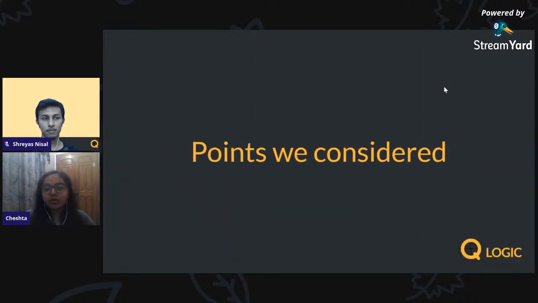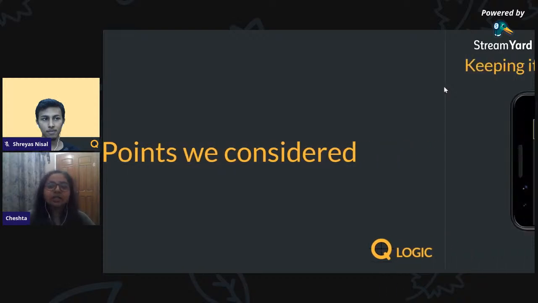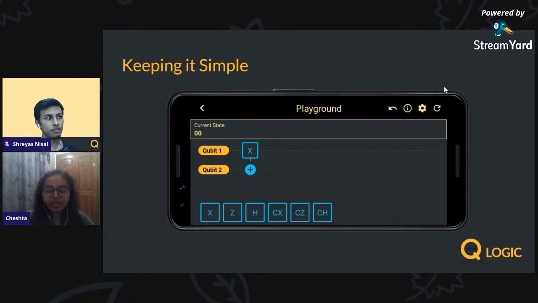The next thing we wanted to talk about was the points we considered while making this game. Some of the things that we came across and learned, we thought would be great for you too, and maybe they would help you make your own quantum game. So the first thing is keeping it simple. We wanted the game to be beginner friendly. We wanted people who do not have a background in quantum computation to be comfortable with this game too.